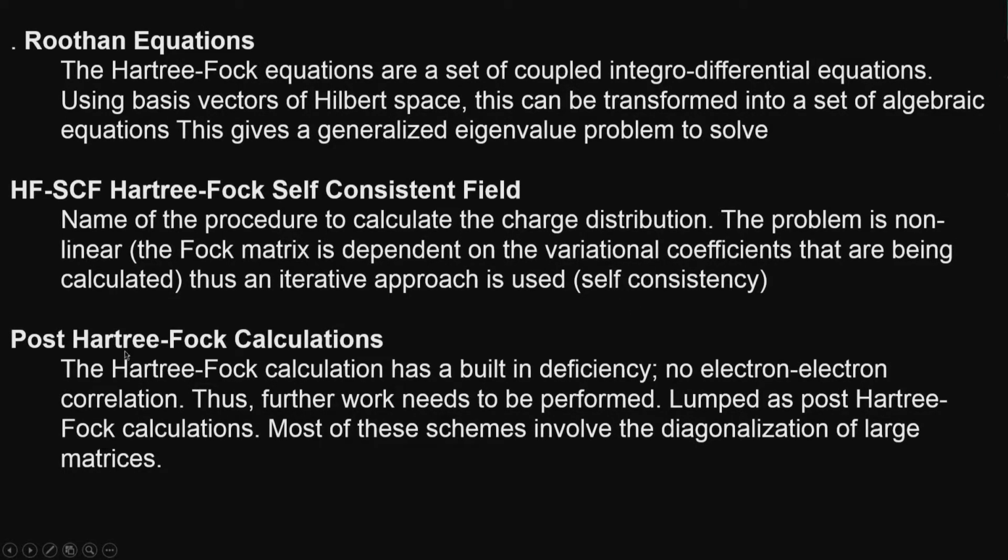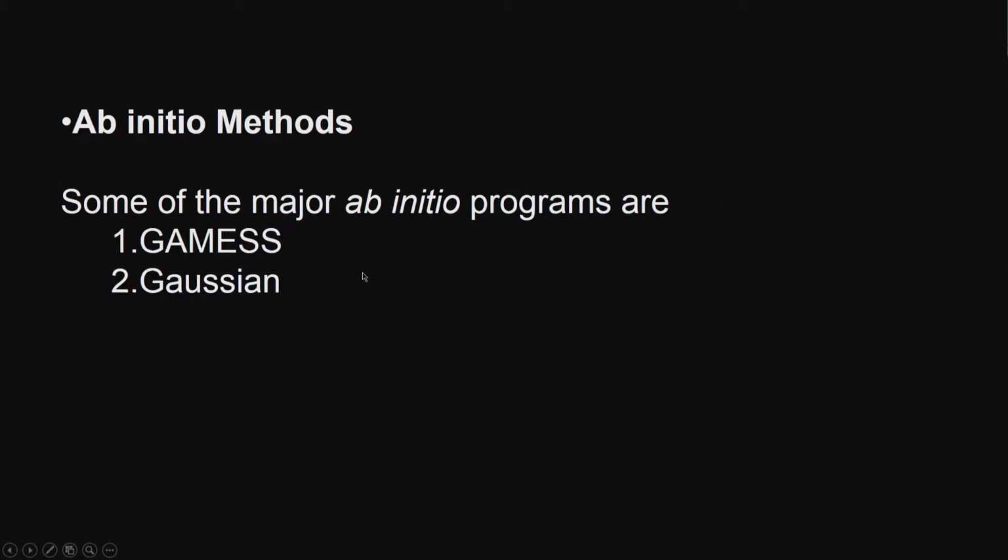Then we have the post Hartree-Fock calculations. So, the Hartree-Fock calculation has a built-in deficiency, no electron-electron correlation, thus further work needs to be performed. So, lumped as post Hartree-Fock calculations, most of the schemes involve the diagonalization of large matrices. So many different types of approximations are done to make it easier for you.